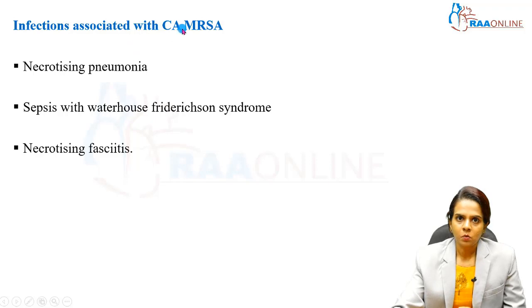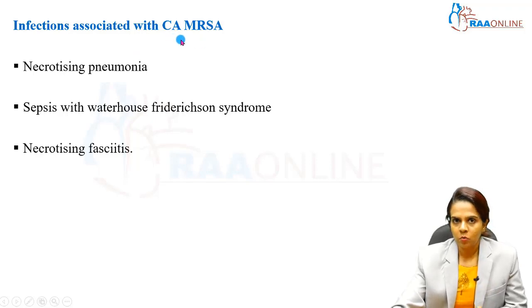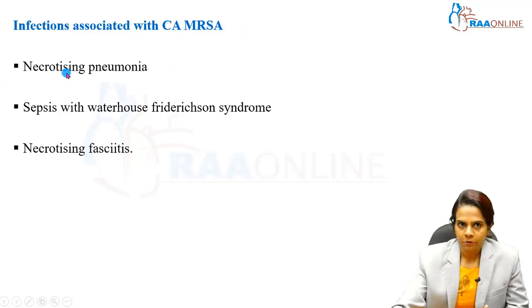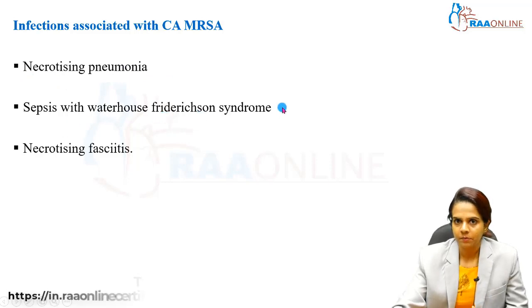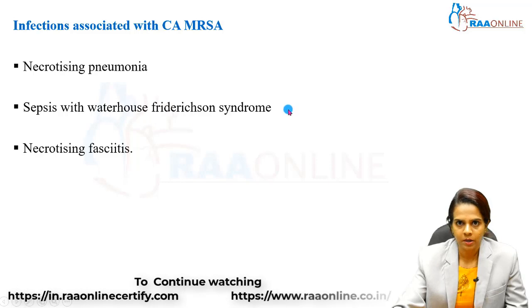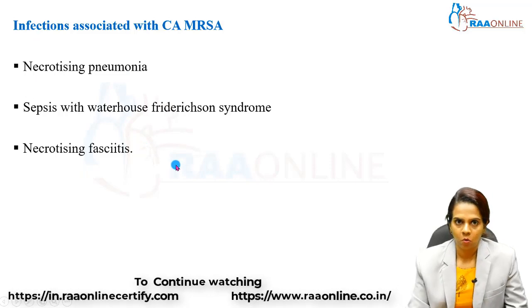And infections associated with community associated methicillin resistant Staphylococcus aureus, that is CA-MRSA. Necrotizing pneumonia, sepsis with Waterhouse-Friderichsen syndrome, that is purpura fulminans, and necrotizing fasciitis. So all these can be caused by Staphylococcus aureus.